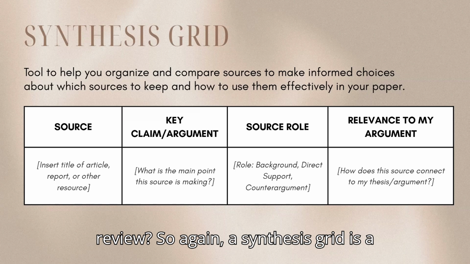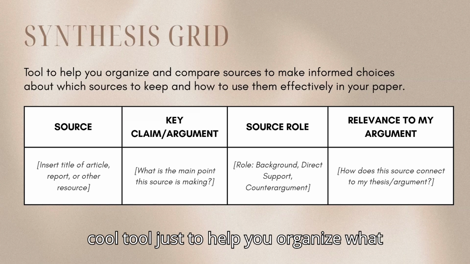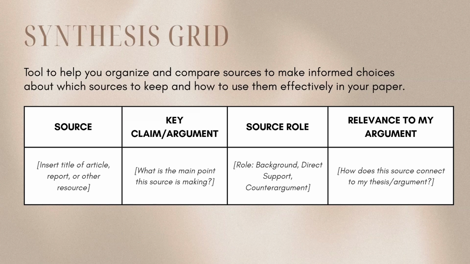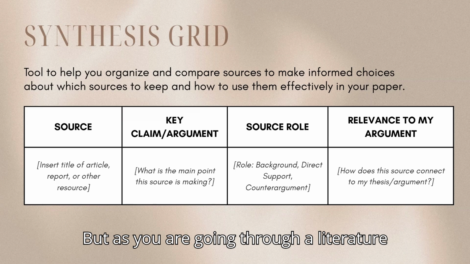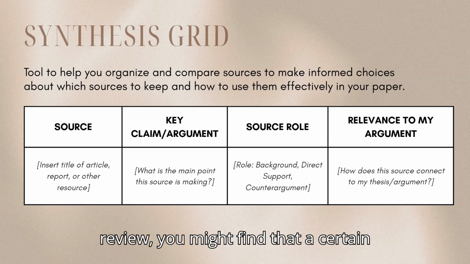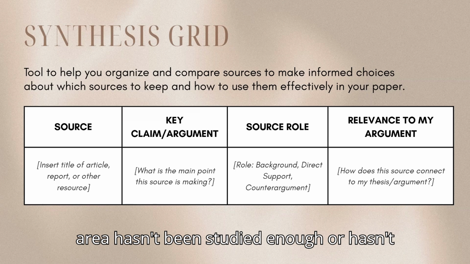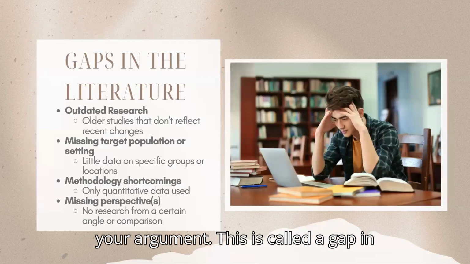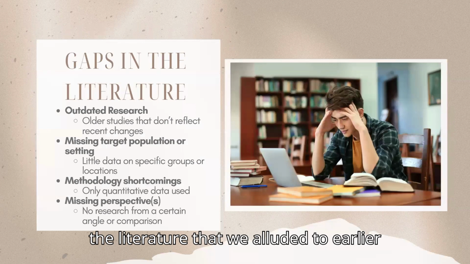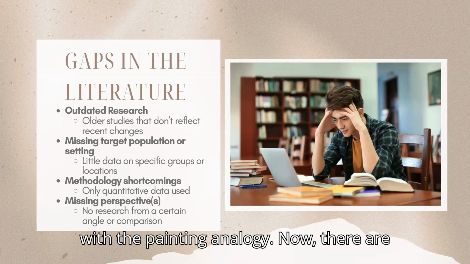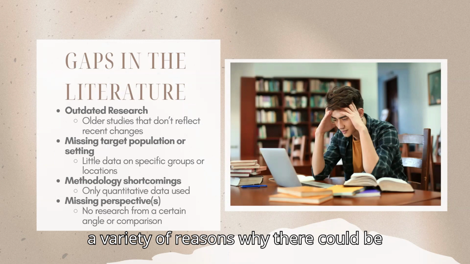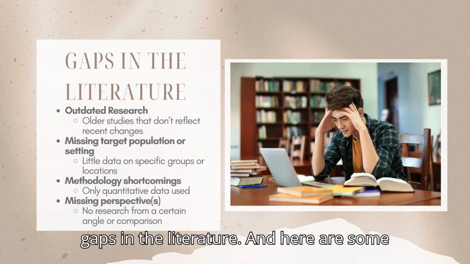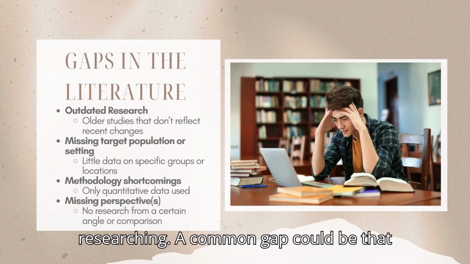So again, a synthesis grid is a cool tool just to help you organize what you're finding in your literature review. But as you are going through your literature review, you may find that a certain area hasn't been studied enough or hasn't been studied in a way that you need for your argument. This is called a gap in the literature that we alluded to earlier with the painting analogy. Now, there are a variety of reasons why there could be gaps in the literature, and here are some to keep in mind as you start your researching.